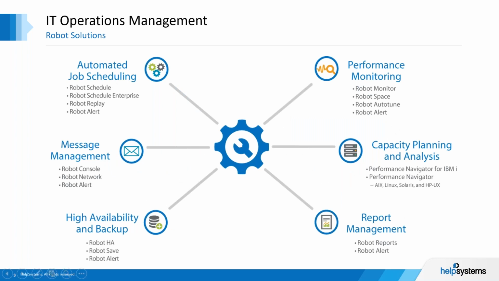We are going to be focusing on the automated job scheduling here in the upper left-hand corner of the screen. Robot Schedule, Schedule Enterprise. We aren't going to spend a lot of time with Robot Replay today, but we will talk a little bit about it, and certainly we're going to talk about alerting. As you can see, our product line, the Robot product line, has expanded a little bit if it's been a while since you've looked at it. So for instance, under high availability and backup, we now have a high availability tool called Robot HA, data replication. Upper right-hand corner under performance monitoring, we have a new product called Robot Monitor for doing performance, application and system monitoring. Capacity planning and analysis, you'll see Performance Navigator is now part of our repertoire as well.